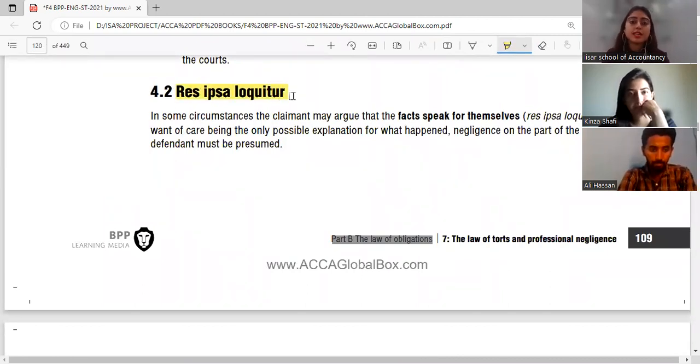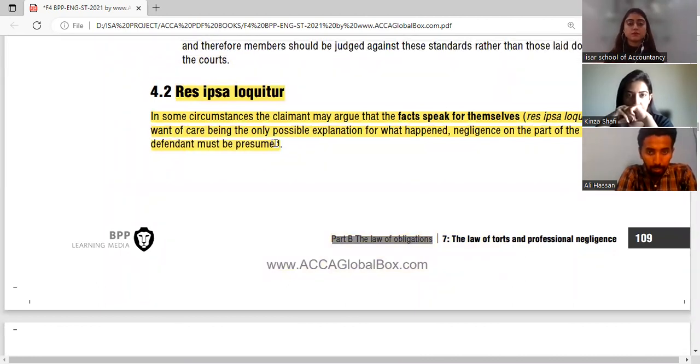Right, so what is res ipsa loquitur? Another Latin phrase. Ali, read. In some circumstances, the claimant may argue that the facts speak for themselves. Res ipsa loquitur. Want of care being the only possible explanation for what happened, negligence on the part of the defendant must be presumed.